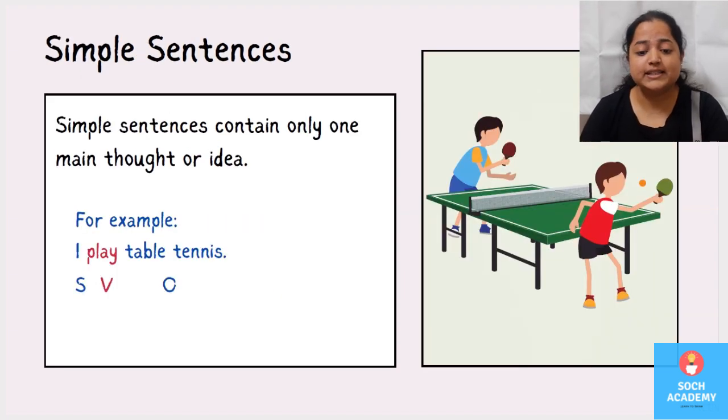What is a simple sentence? Simple sentences contain only one main thought or idea. For example, I play table tennis. In this sentence, the subject is I, play is the verb, and table tennis is the object. So it forms a sentence structure S plus V plus O, which means subject plus verb plus object. For your understanding, I have marked all the verbs in this presentation in red color so that you can identify them easily. Now in this sentence, you can see that it conveys a meaningful thought. It has a subject, it has a verb. That is why it is a simple sentence.